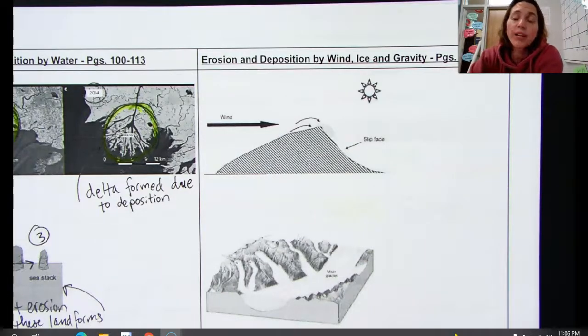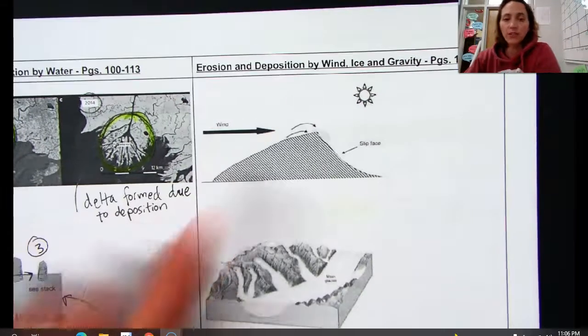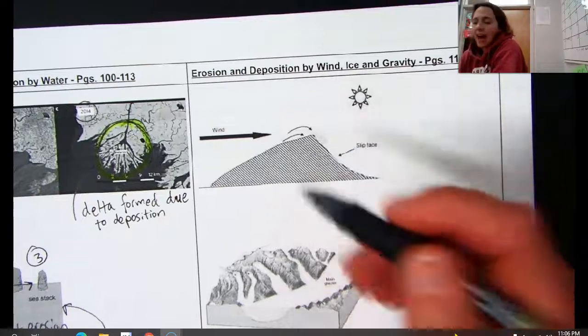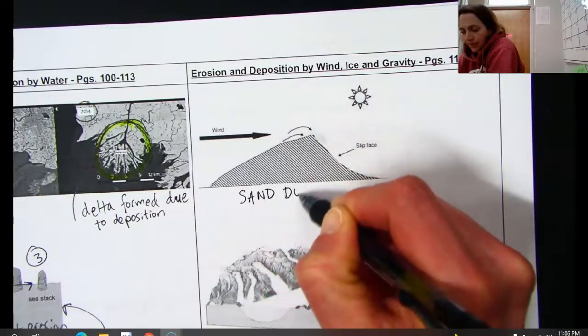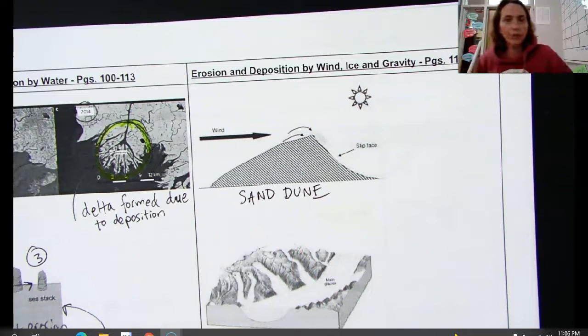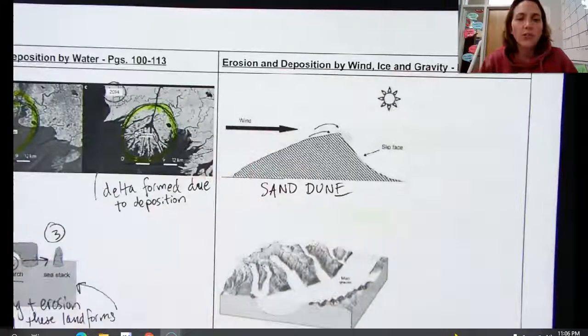Wind. We did the sand dune lab. I know you loved it. It was great. What you're going to see on the test is a picture just like this. Let me label this. You're like, what is that? This is a sand dune, in case you were wondering. All right, so this is a sand dune.